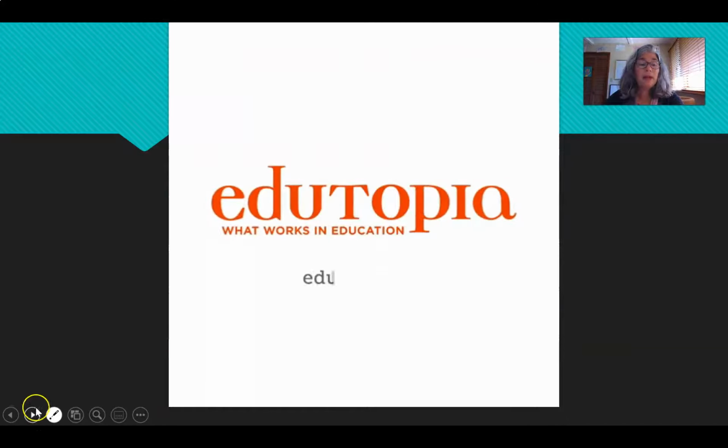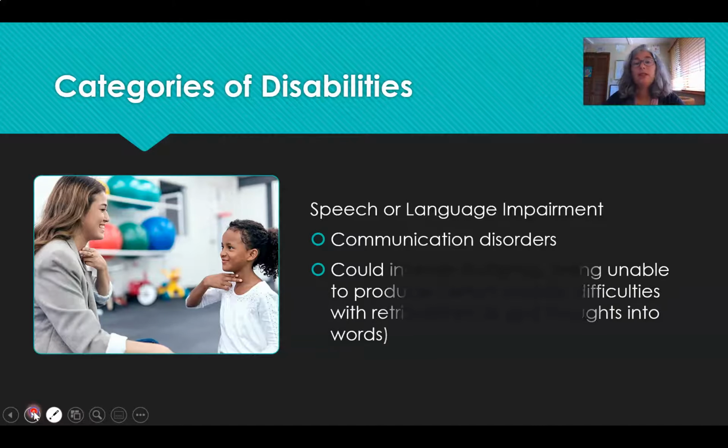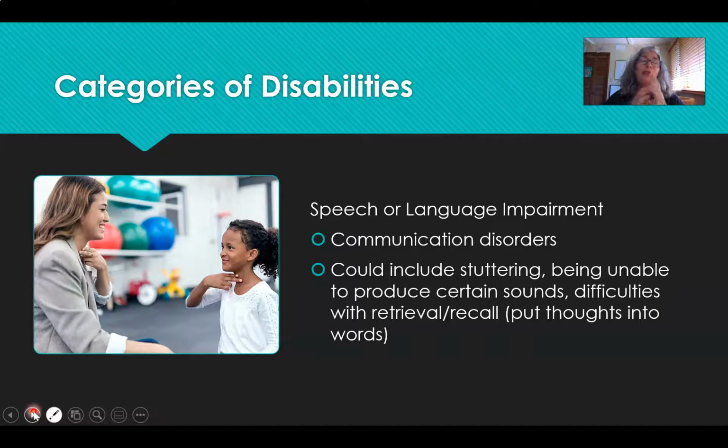I thought that might be a helpful way of looking at and understanding a common learning disability such as dyslexia. The second most common one is a speech or language impairment. These are also categorized as communication disorders. So this could involve a student who has difficulty stuttering when they speak.